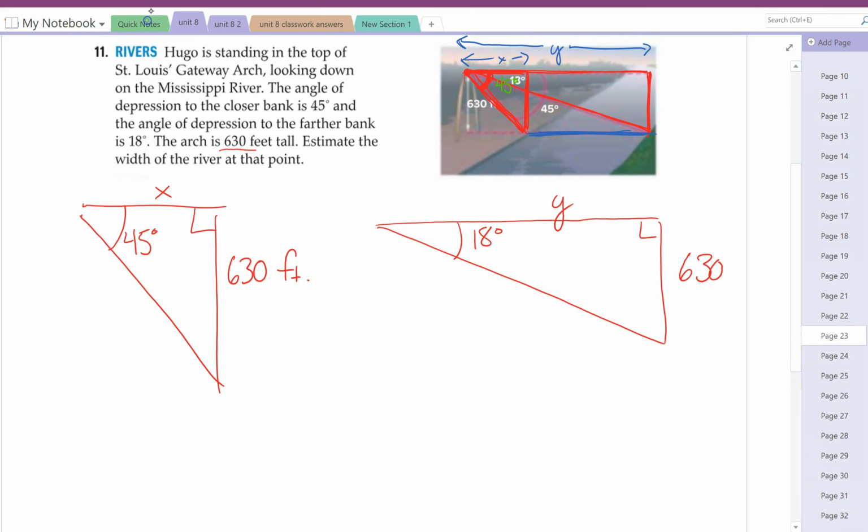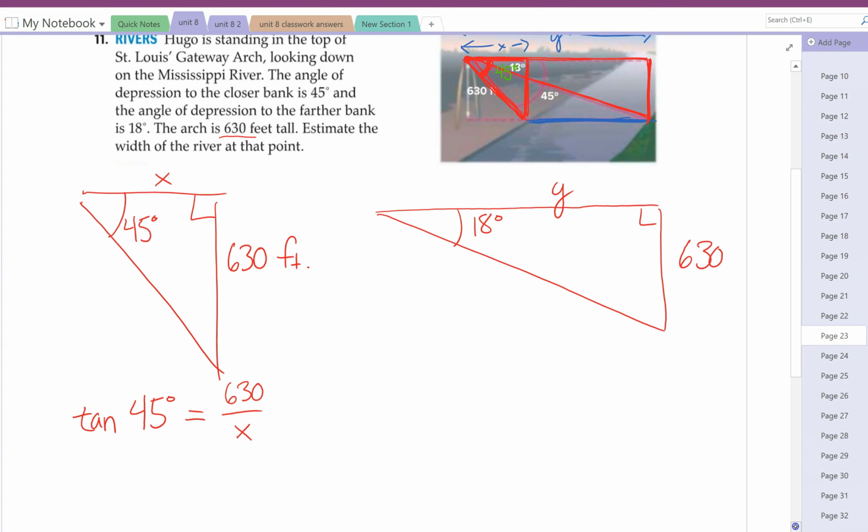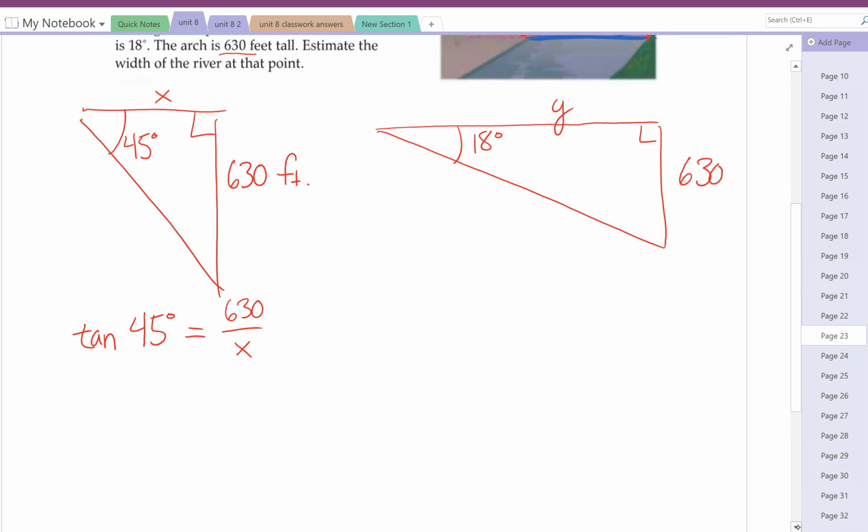For X, what am I going to do? Well, I have a 45-degree angle, and I have an opposite side, which is 630, over an adjacent side, which is X. What do I do when I have opposite and adjacent? Well, just like the other problem so far, I'm going to use the tangent. So the tangent of 45 degrees is going to give me 630 over X. What would it look like on this side? It's going to look very similar, actually, except I'm going to have a different angle that I'm working with, right? So I have an 18-degree angle, and that's going to be equal to the opposite, which is still 630, over the adjacent, which in this case is Y. And it's still going to be tangent because I'm still working with opposite and adjacent.